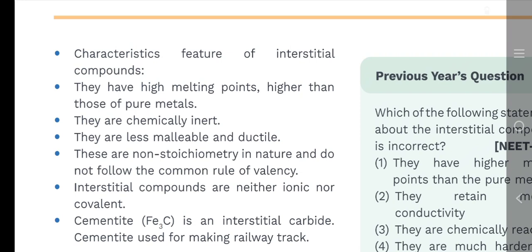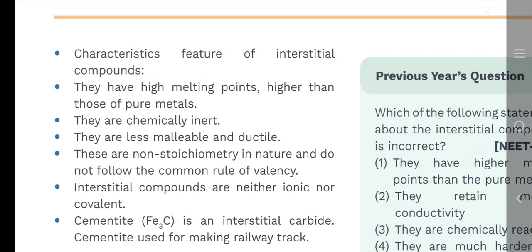Formation of interstitial compounds. Interstitial compounds have similar chemical properties as the parent metal but have different physical properties such as density, conductivity, and hardness. Interstitial compounds are neither ionic nor covalent. These are non-stoichiometric.